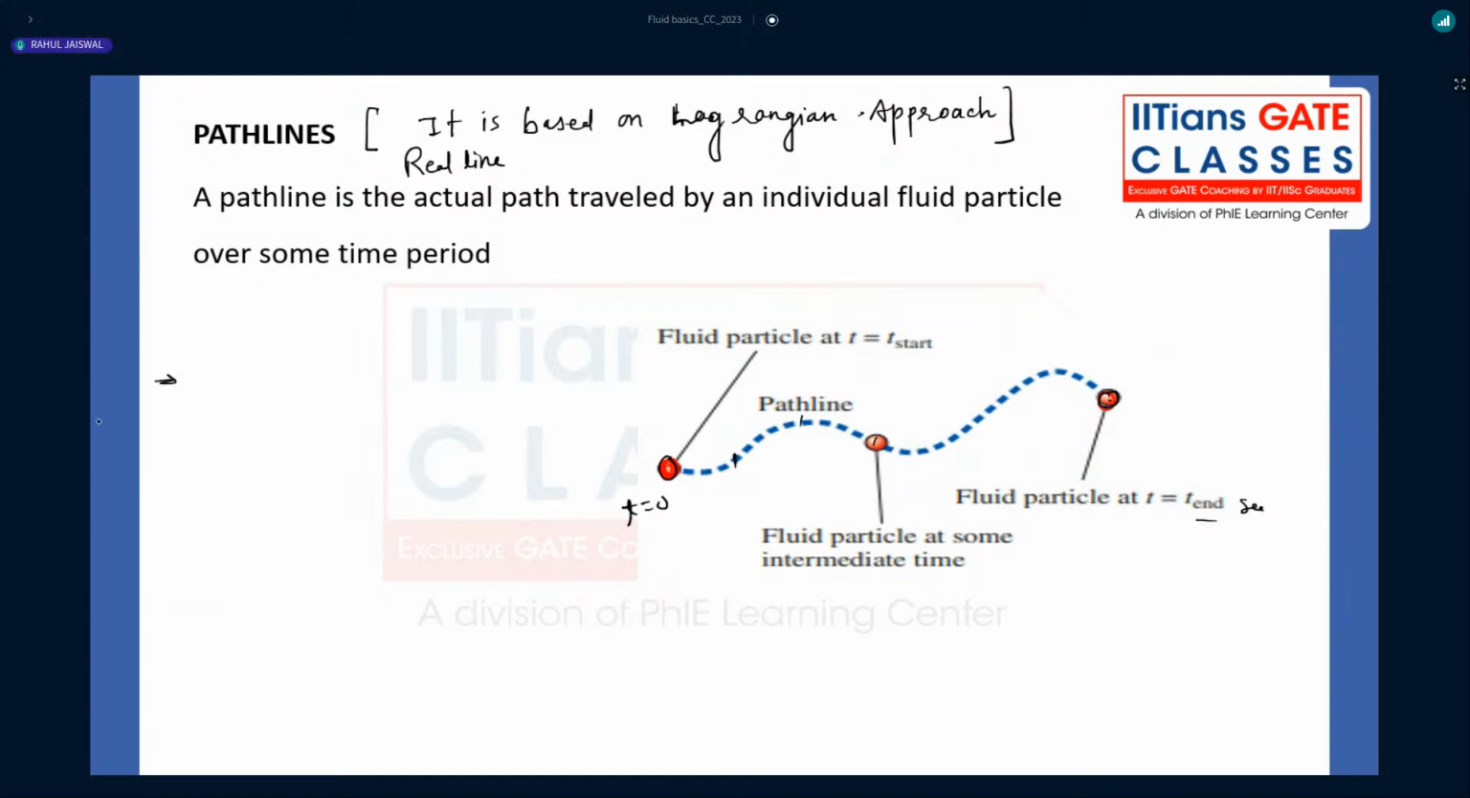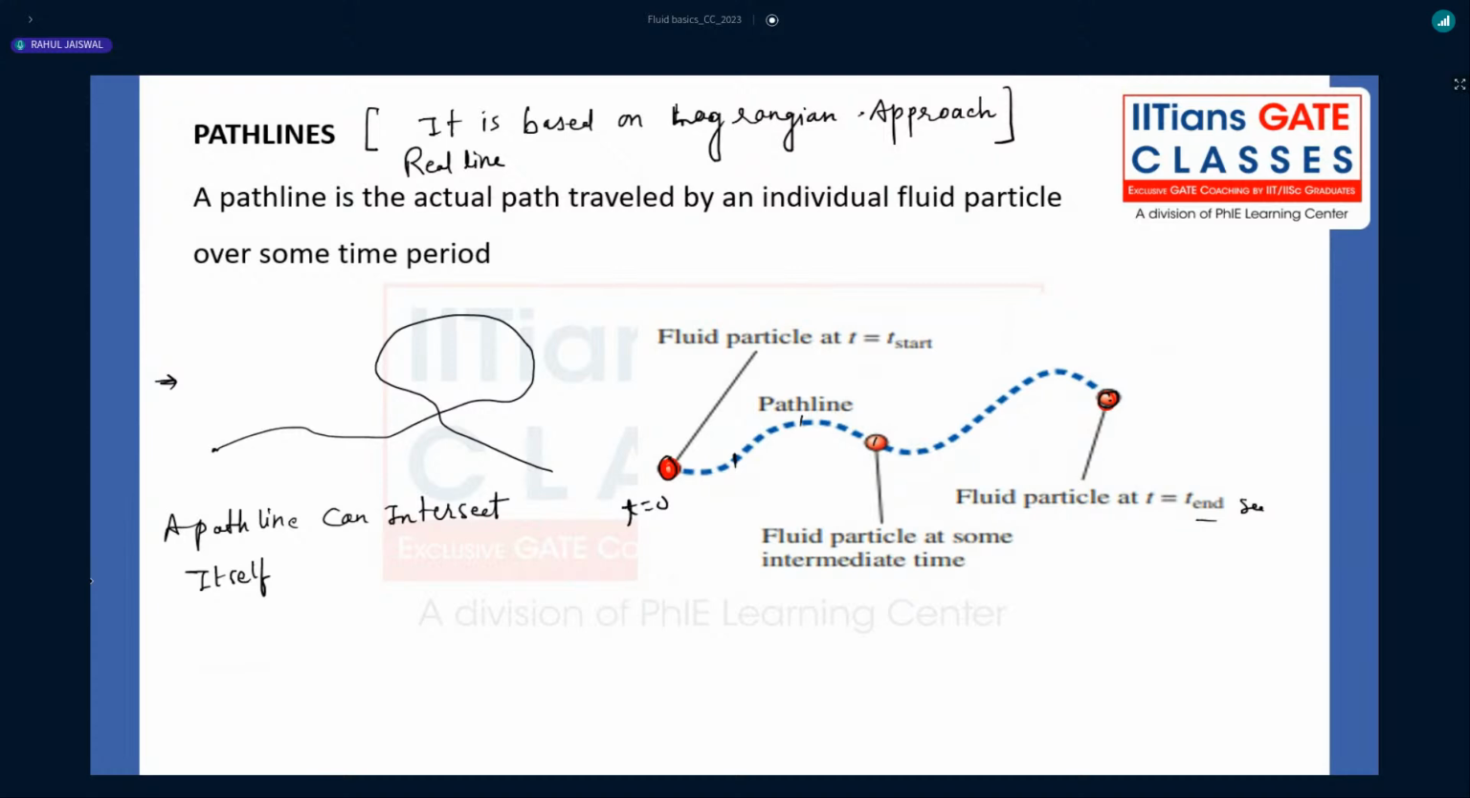Here, a few observations are there. A single path line, an individual path line, can intersect itself. Suppose a path line is there like this, it can travel, travel, travel, and it can go like this, right? So a path line can intersect itself. Why? Because it is not giving any direction of the velocity vector at the intersection point, right?